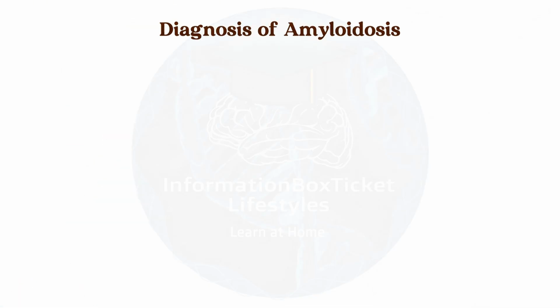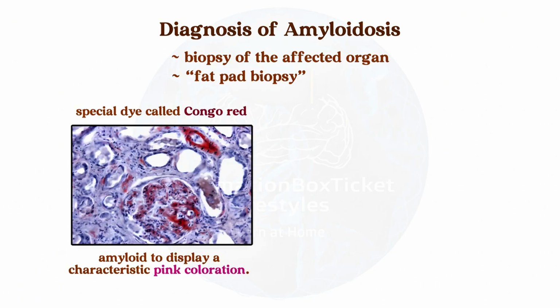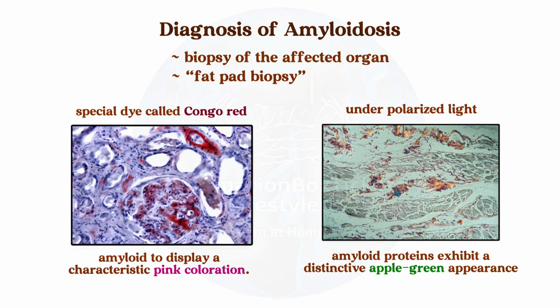The diagnosis of amyloidosis usually requires a biopsy of the affected organ or a fat pad biopsy, in which fat tissue is removed from the abdomen. The collected sample is then stained with a special dye called Congo red, which causes amyloid to display a characteristic pink coloration. When examined under polarized light, the amyloid proteins exhibit a distinctive apple green appearance.